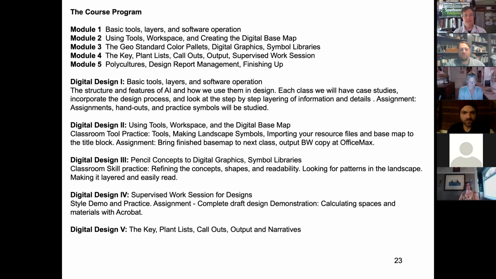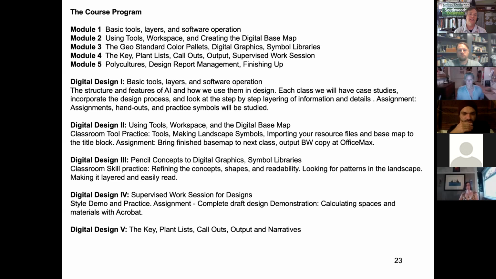Module 3 is basically geo-standard color palettes, digital graphics, and symbol libraries. Now we're working with all those libraries, and we have our base map made. What are these standards of color palettes that we're using? How are we using our own work to make it look good and look professional? Digital graphics come in, and then also the symbol libraries, working with that.